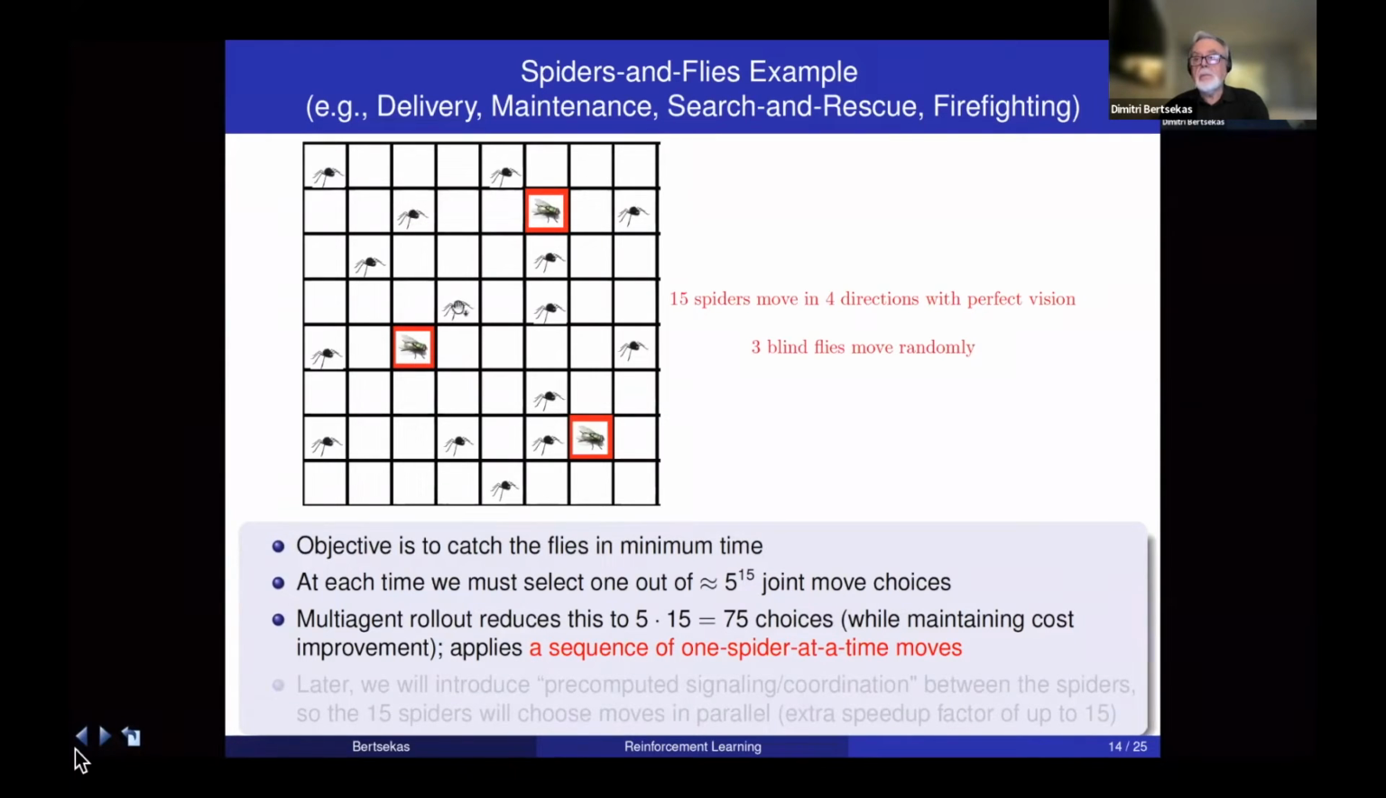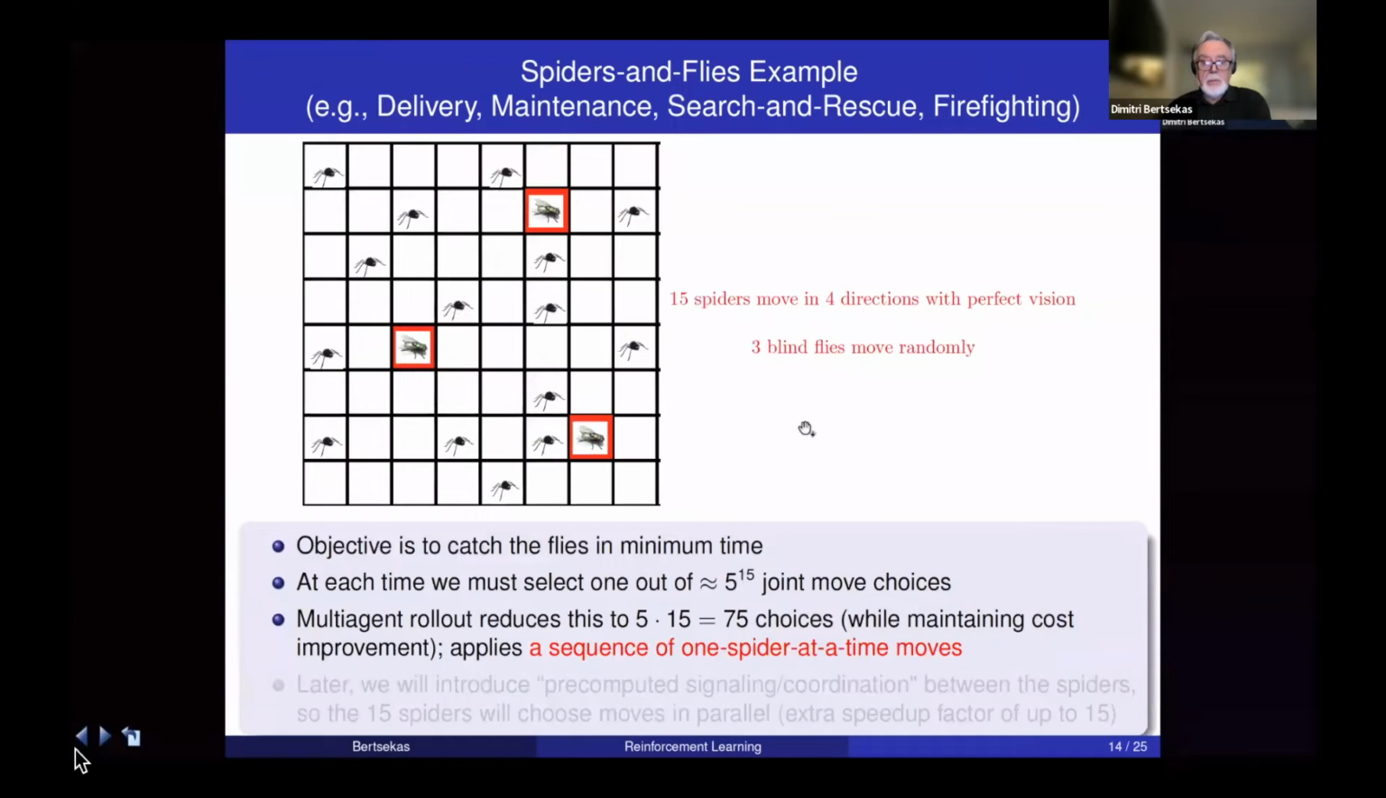It communicates this choice to spider number 2, which does the same, taking into account what spider number 1 has done and using the shortest path moves for the other spiders. And then spider number 2 chooses one of the 5 moves, broadcasts this move to all the other spiders, and then spider number 3 moves, 4, 5, all of them go in turn. Each time there's 5 choices, and the total is 5 times 15 for 75 choices.